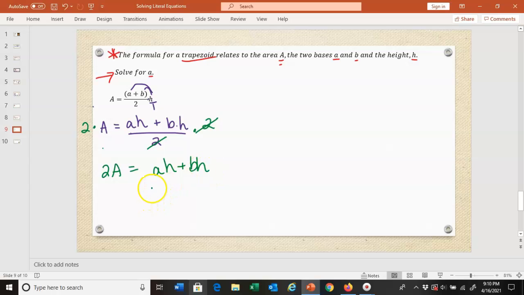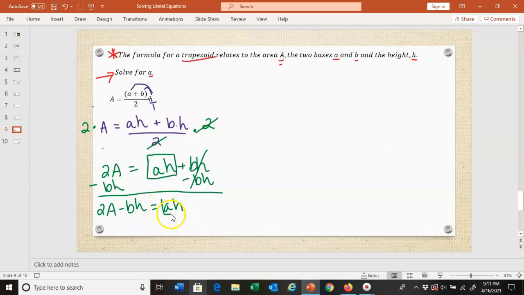All right, what's our goal again? We're solving for A. So I'm going to circle or square my A term. So let's get rid of the bh term. This is plus bh, so the opposite of plus is minus. Cool. So we have 2A minus bh equals ah. These go away.